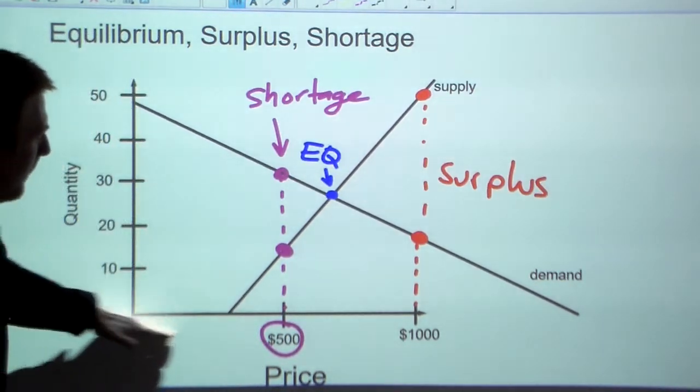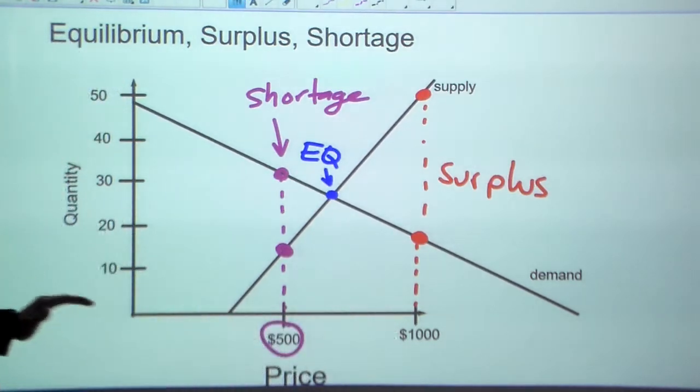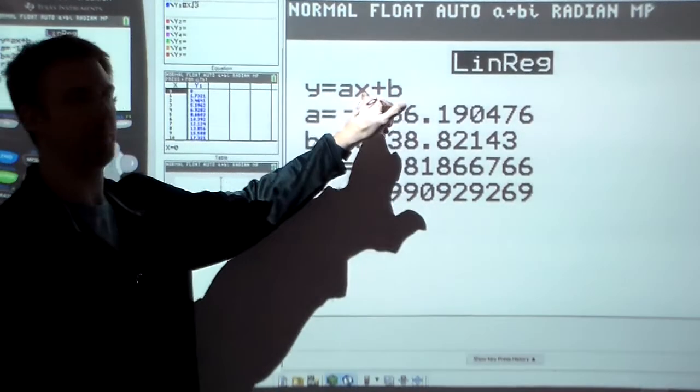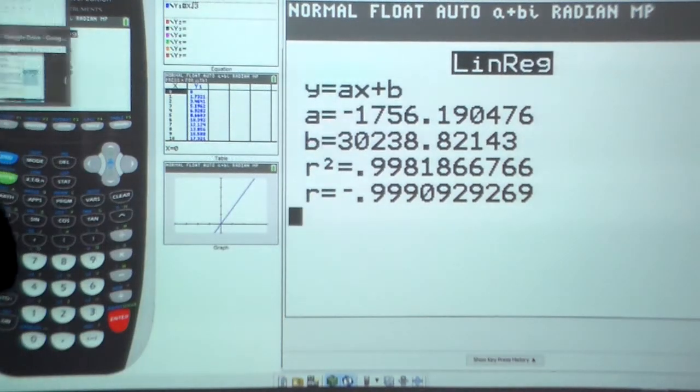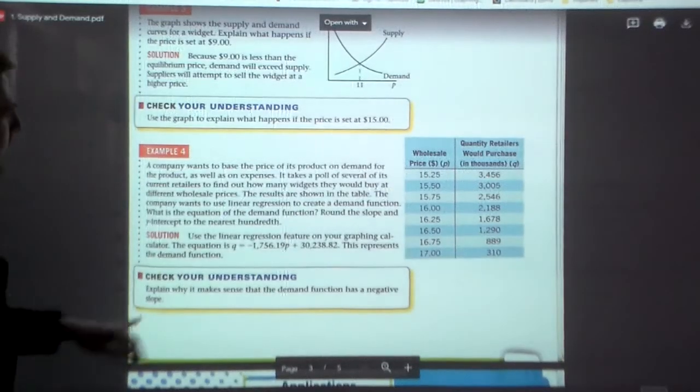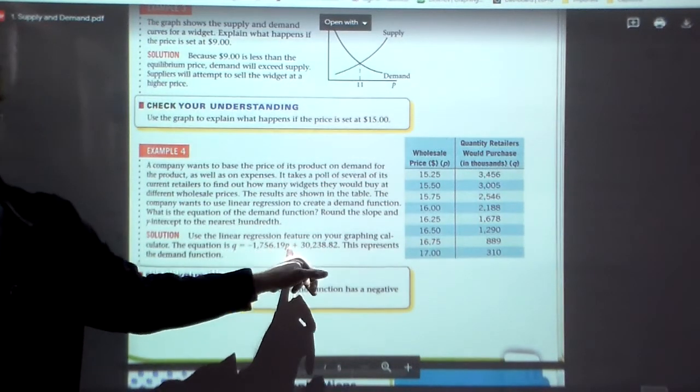So for now, it's quantity this way on the y-axis, price on the x-axis. So where you have an x here, that should be a p. Where you have a y here, that should be a q. And that's what you're going to see in the example. You're going to see that they have q instead of y equals. Instead of x for the slope here, they're going to have p.